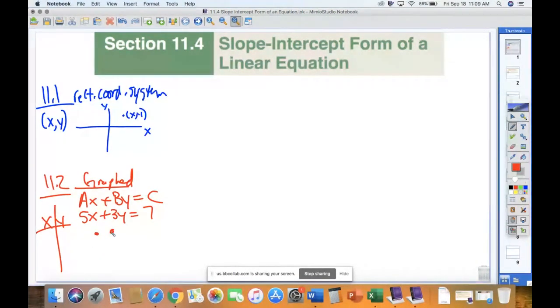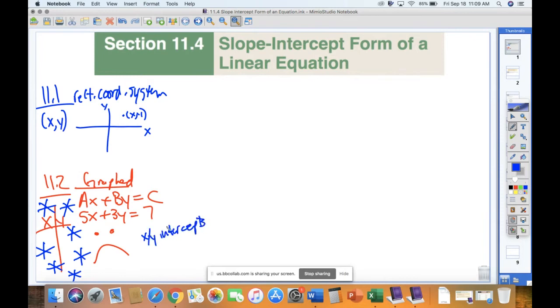And it really was a sad way to go about it, even though the xy table will always work, okay? It always works. It's a good thing to have in our back pocket. We can always rely on it. But if we don't have to do an xy table, maybe we shouldn't. And the first step to getting towards not using an xy table was the x and y intercepts.